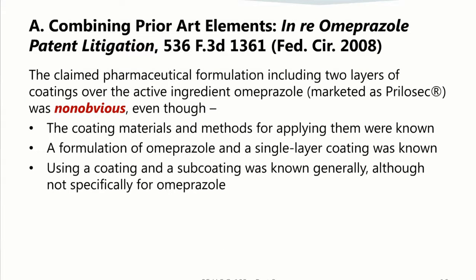One such example discussed in the 2010 Examination Guidelines Update is in the matter of omeprazole. It was found that the pharmaceutical formulation having 2 layers of coatings over the drug omeprazole was non-obvious, even though the elements were known in the art and the combining steps were feasible. In this example, the prior art taught the coating materials and method for applying such coatings, a single layer coating over an omeprazole formulation, and using coating and subcoatings, although not specifically for omeprazole. So why was the 2-layered omeprazole formulation non-obvious?